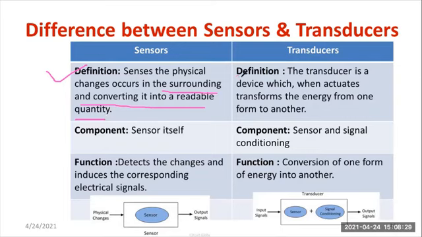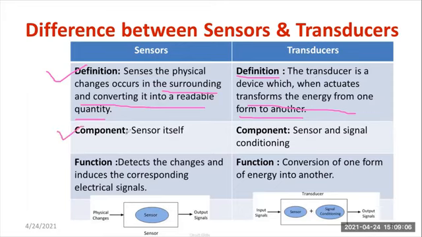If I talk about the transducer, it is a device which, when actuated, transforms the energy from one form to another form. That is LVDT. LVDT is one of the transducers. It works based on the principle of inductance effect. And also I can say that strain gauge and load cell are all called transducers. This is the main difference as far as the definition is concerned.